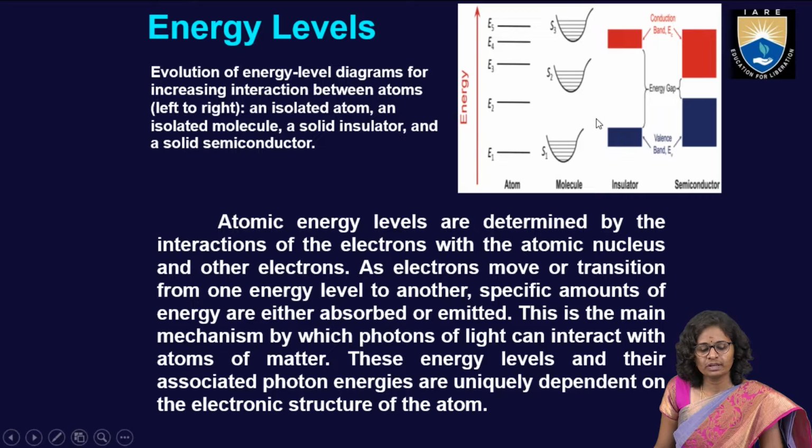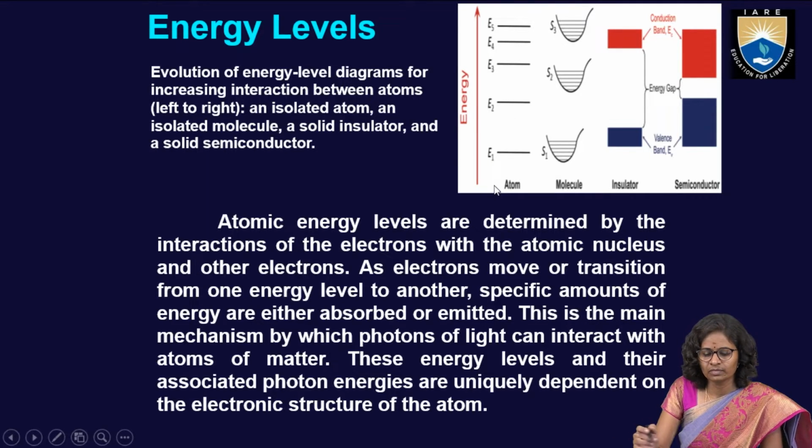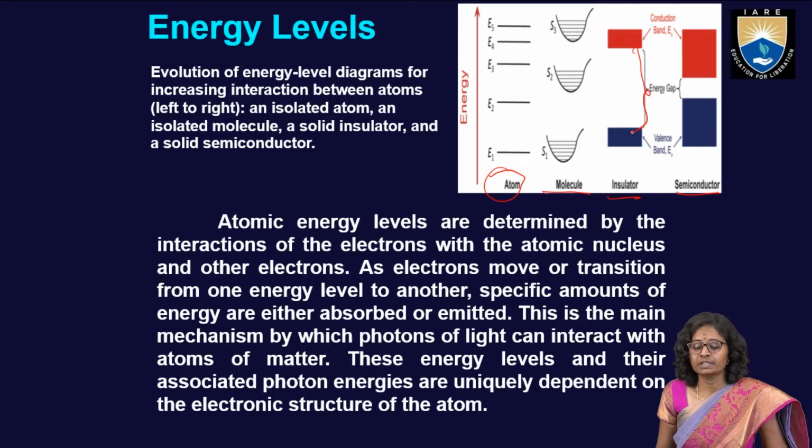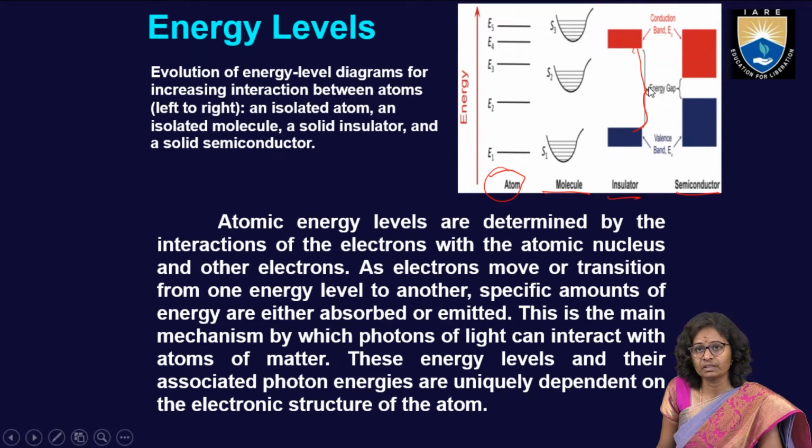The figure shows the evolution of the energy level diagram for increasing interactions between atoms from left to right. This shows the single atom, this is for molecule, this is for insulating materials, this is for semiconductor material. After making bands, this gap shows the difference. This gap can define the material properties.